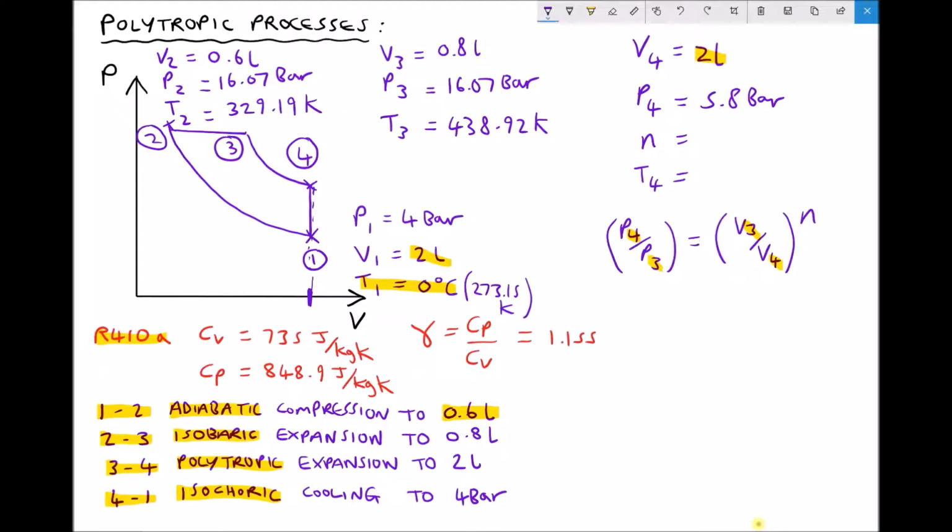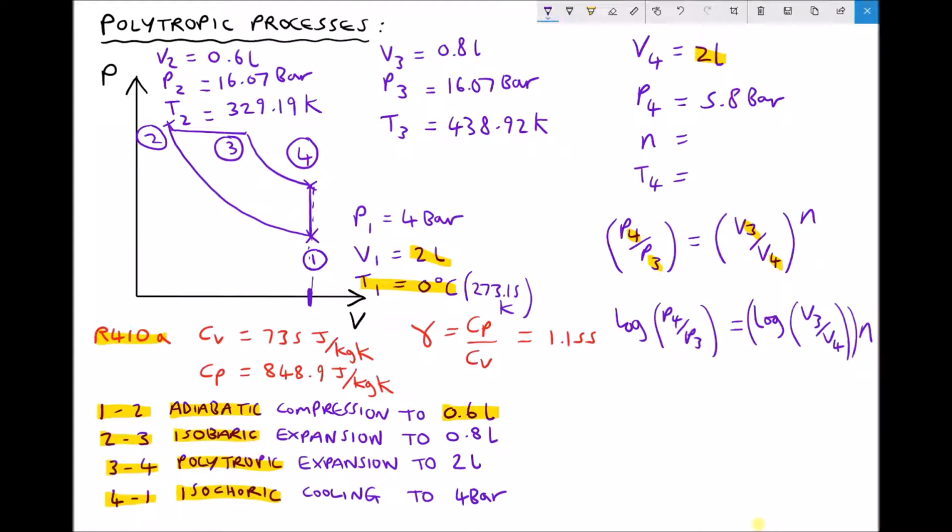Now in doing so, we'll end up with the following: log P4 over P3 equals log V3 over V4, multiplied by N. By taking the log of each side there, we're drawing the power down. If you're unsure what I've done there, then please refer back to our tutorial on the use of log laws.